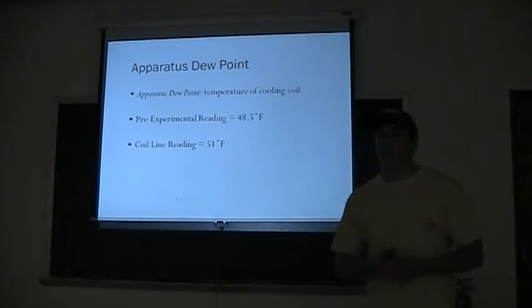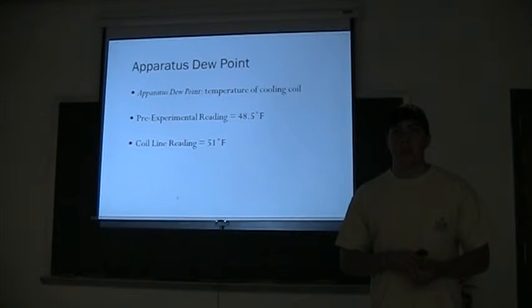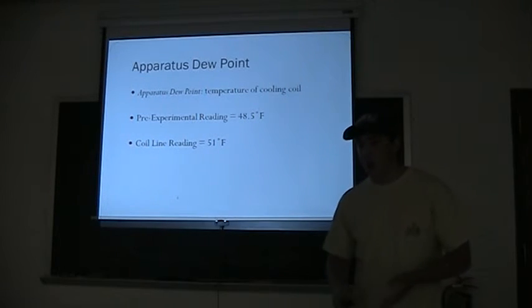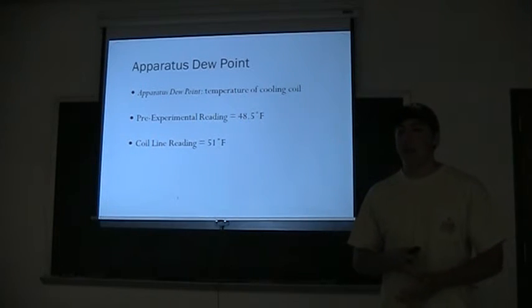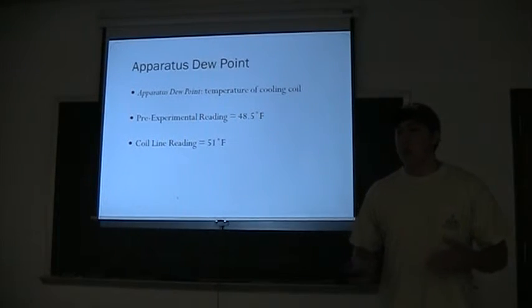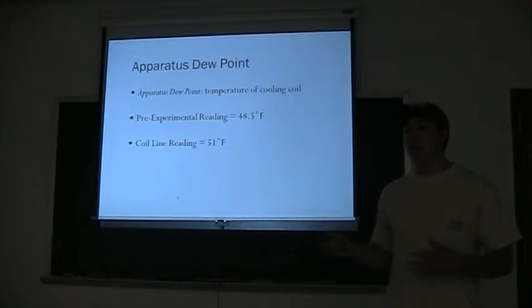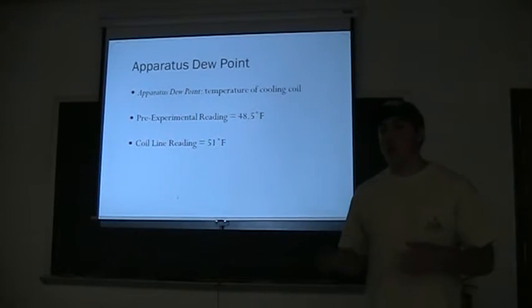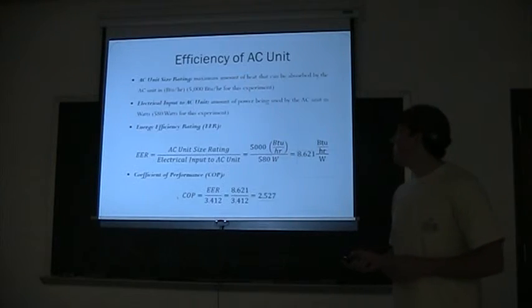The apparatus dew point, which is the temperature of the cooling coil, the pre-experimental reading was about 48.5, and our coil line reading was 51. So they're pretty similar to each other, but I would go more with the chart than the psychrometric reading that we got from the meter.